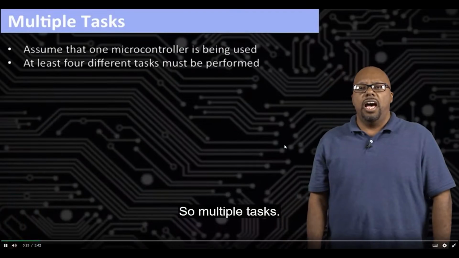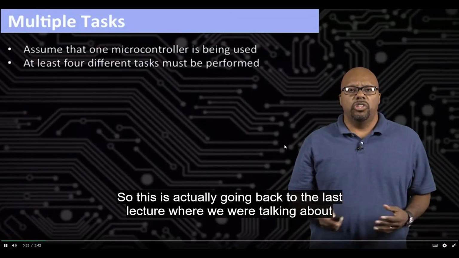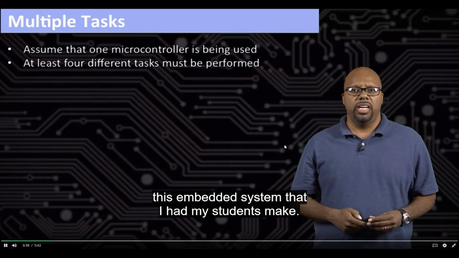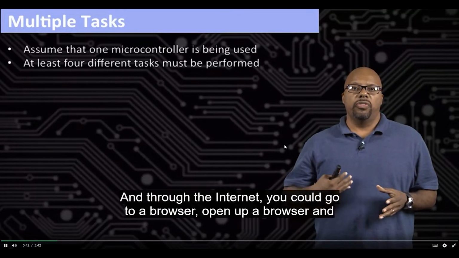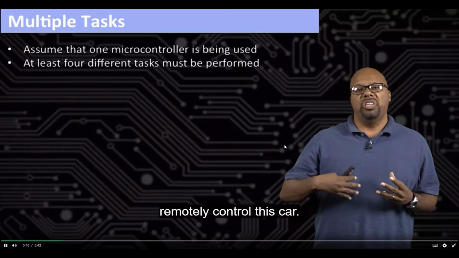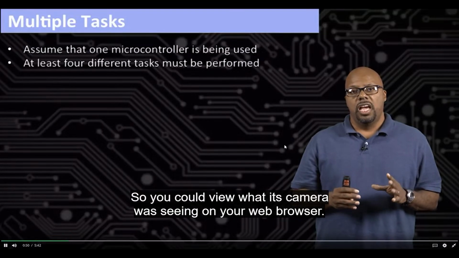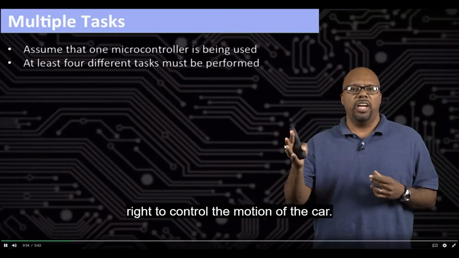So, multiple tasks. This goes back to the last lecture, where we were talking about the embedded system that I had my students make. The IoT device was a web-controlled car. Through the internet, you could open up a browser and remotely control this car. You could view what its camera was seeing in your web browser. Also, you could hit buttons, forward, back, left, right, to control the motion of the car.